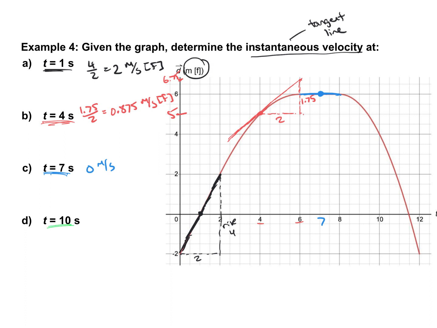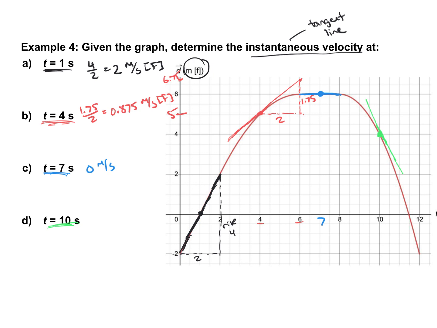Okay, the last one, the 10-second mark. Okay, I'll locate the 10-second mark. So it looks like I'm on a curved section. To try to draw a tangent line again, it may take a few tries before I'm satisfied with it. So that's not so good. I missed the point completely. Let me try again. Okay, so I think that's the best I'm going to do without a ruler.